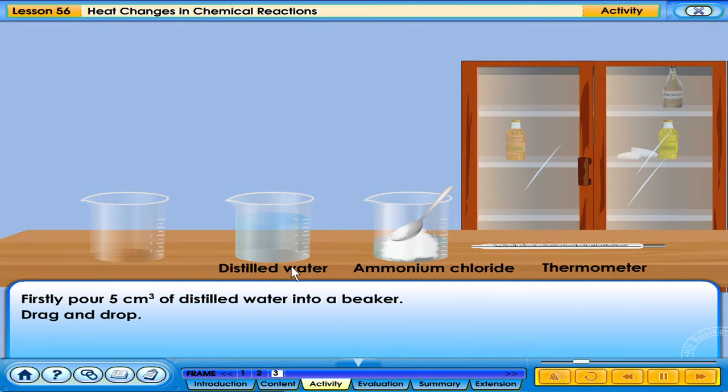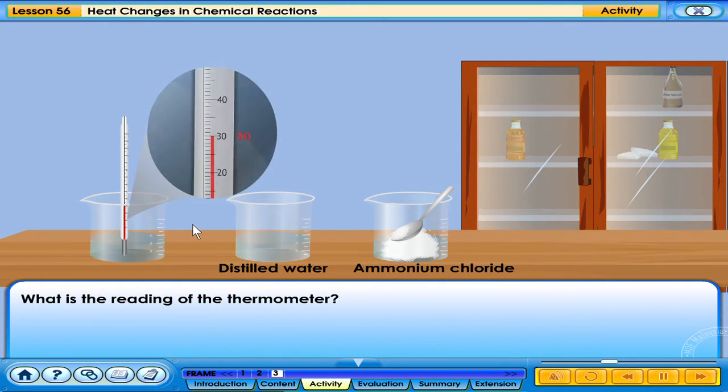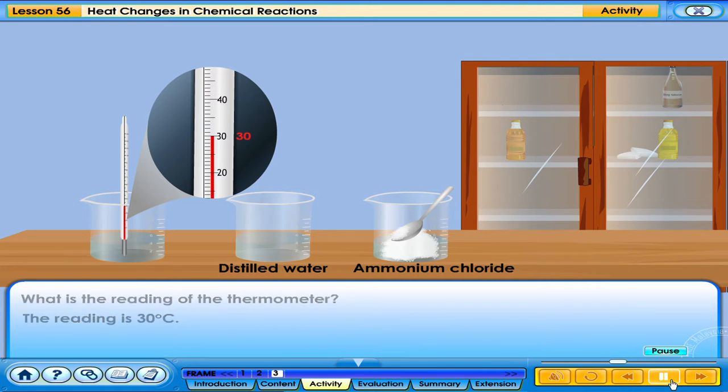Firstly, pour 5 cubic centimeters of distilled water into a beaker. Drag and drop. Dip a thermometer into the water. Drag and drop. What is the reading of the thermometer? The reading is 30 degrees Celsius.